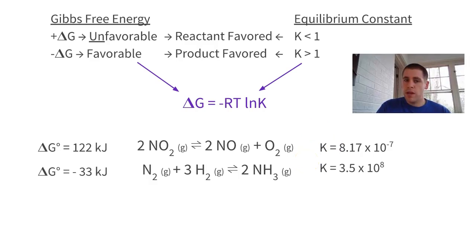So you need to be able to identify if a reaction is going to be favorable or not, and you need to be able to make the connection and see the relationship between the K value in equilibrium and the delta G value in Gibbs free energy. Once we start working through a few examples of this, it'll make a lot more sense.